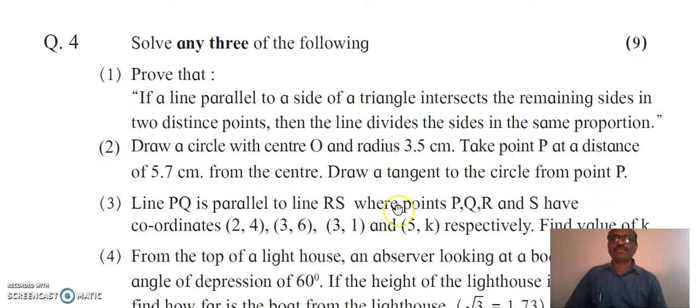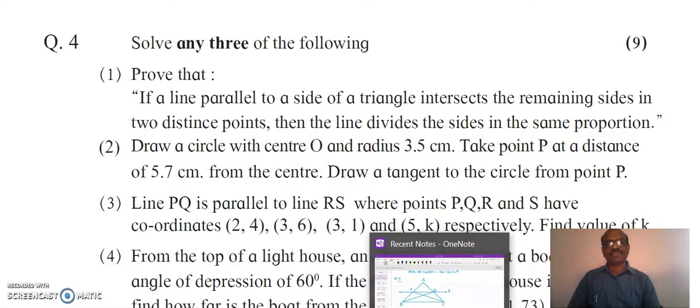That is the theorem. Prove that if a line parallel to a side of a triangle intersects the remaining sides in two distinct points, then the line divides the sides in the same proportion. Now this is a very important theorem, that is the basic proportionality theorem.